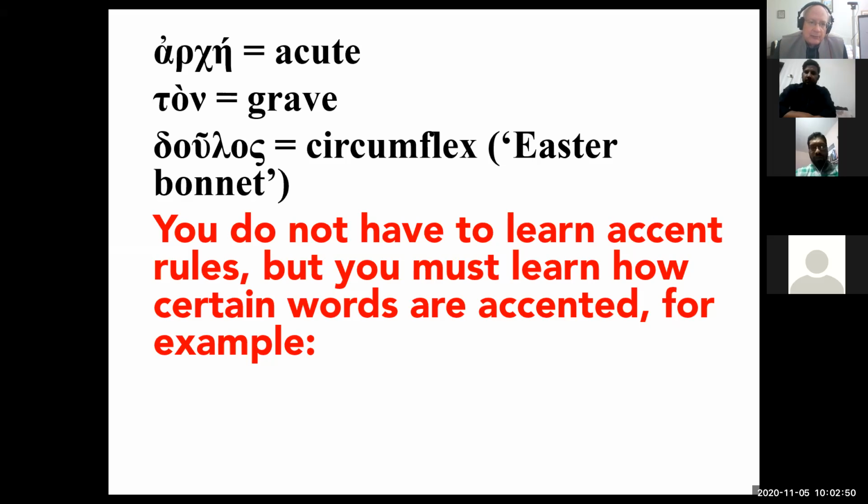All right, you should be seeing my screen. And the words, you do not have to learn accent rules, but you must learn how certain words are accented for the sake of spelling, because certain words, if they have an accent, mean one thing. If they don't, they mean something else. What I mean by accent rules is a good portion of chapter 1 in the textbook explains the rules of accents, where they go on verbs, where they go on nouns. These rules are very complicated.